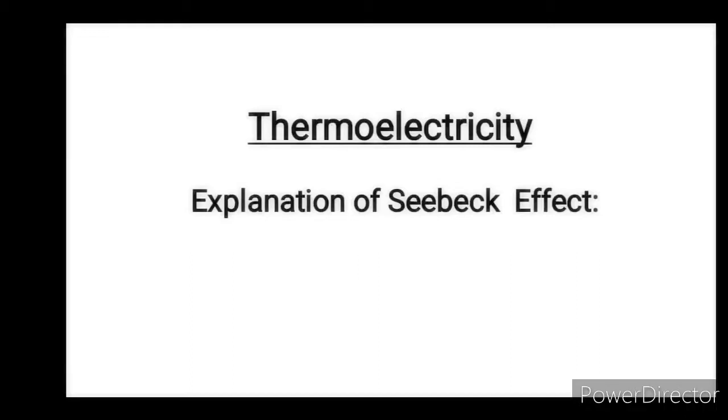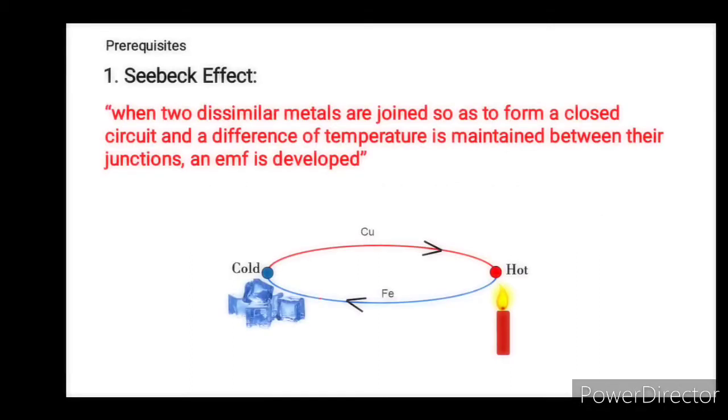Thermoelectricity. Explanation of Seebeck effect. Seebeck effect: when two dissimilar metals are joined so as to form a closed circuit and a difference of temperature is maintained between their junctions, an EMF is developed. This effect is called the Seebeck effect.